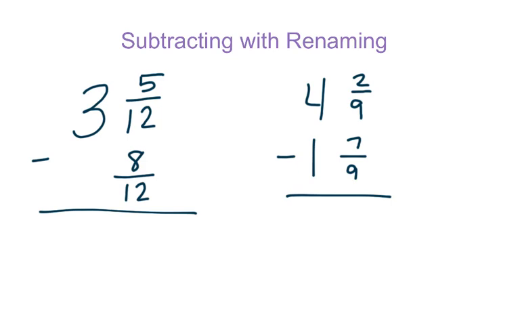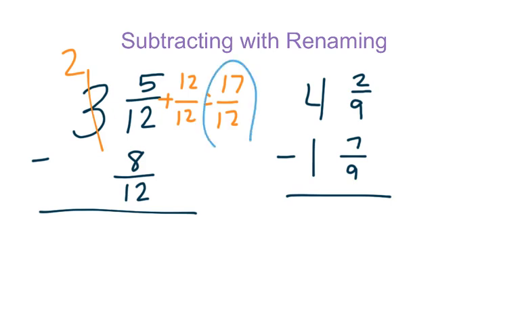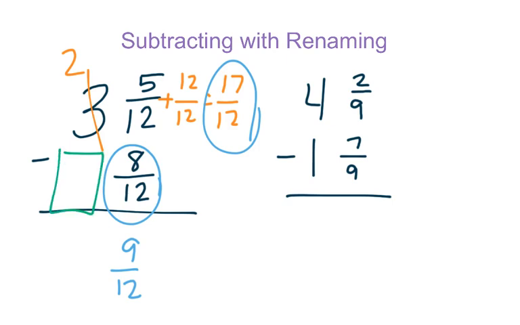All right, my 5 is less than my 8, so I'm going to regroup. And then I'm going to add a whole, and when I add a whole, it's going to be 12/12, which leaves me with 17/12 in my top mixed number. 17/12 is then going to be subtracted by 8/12. 17 minus 8 gives me 9/12. And then I don't have anything here in my ones place. My ones place is empty, so it's like there's a 0 there. So 2 minus 0 gives me 2.